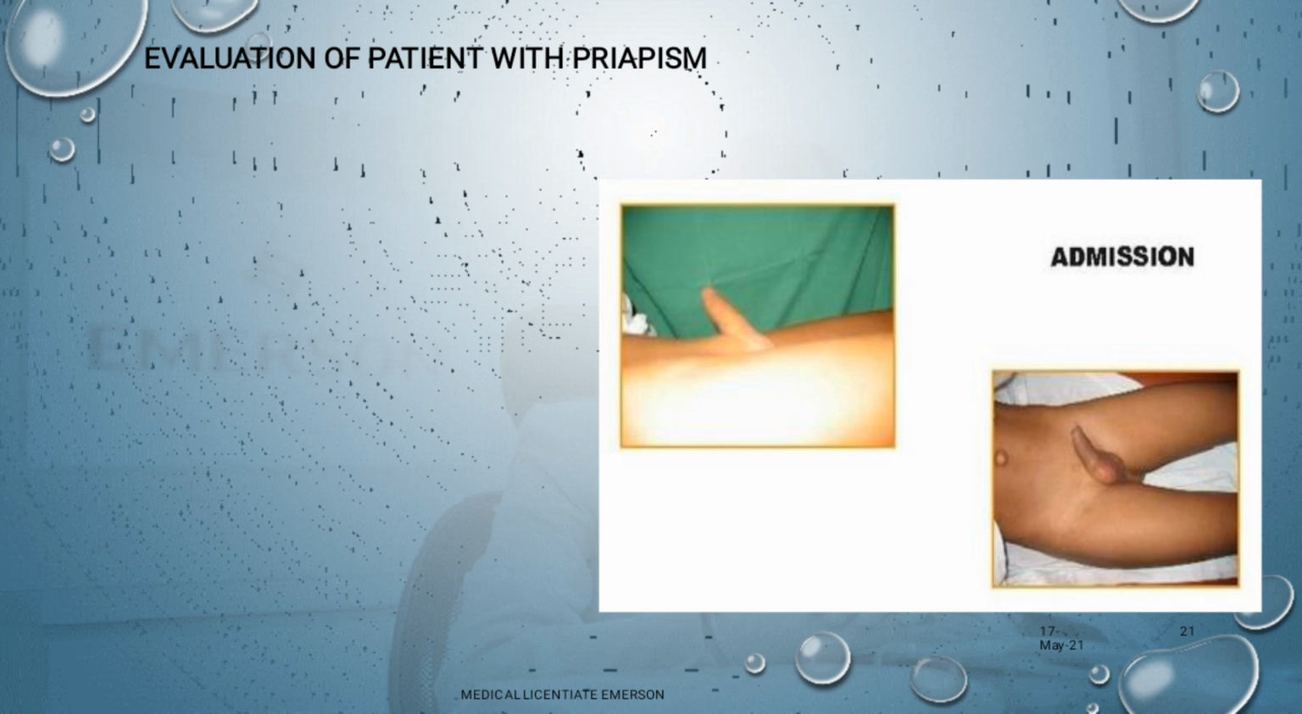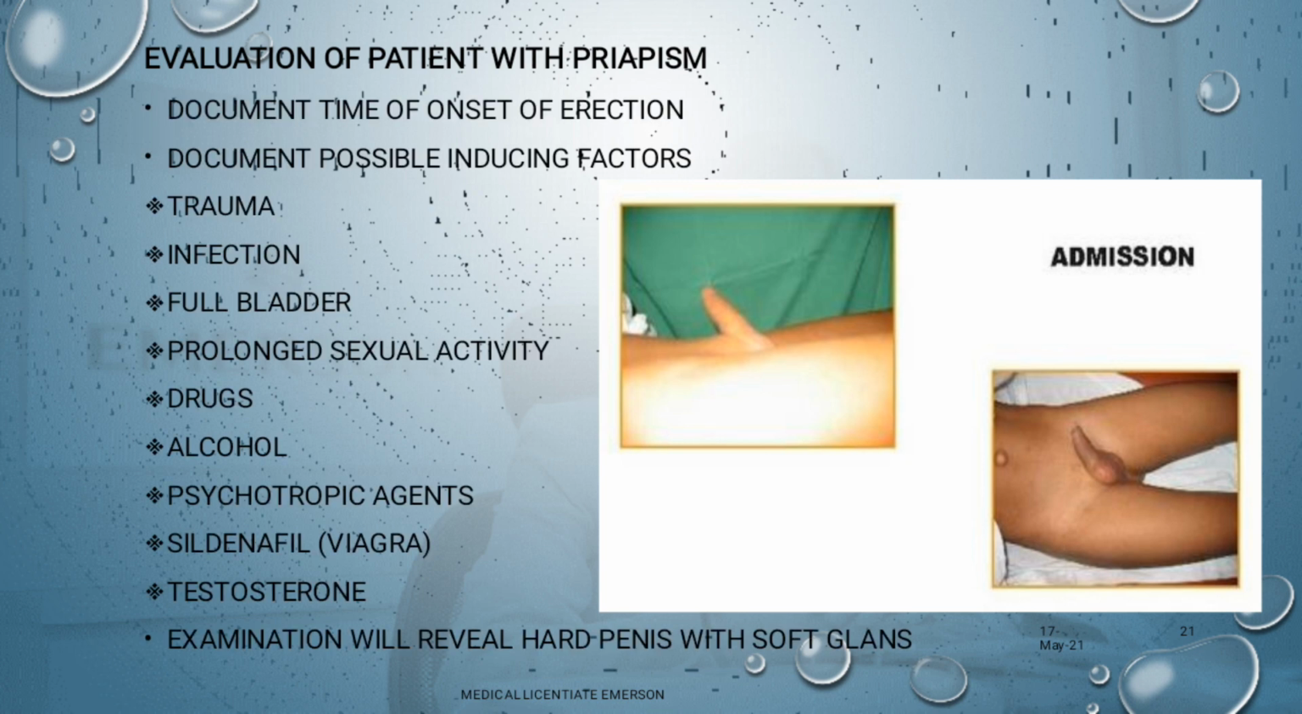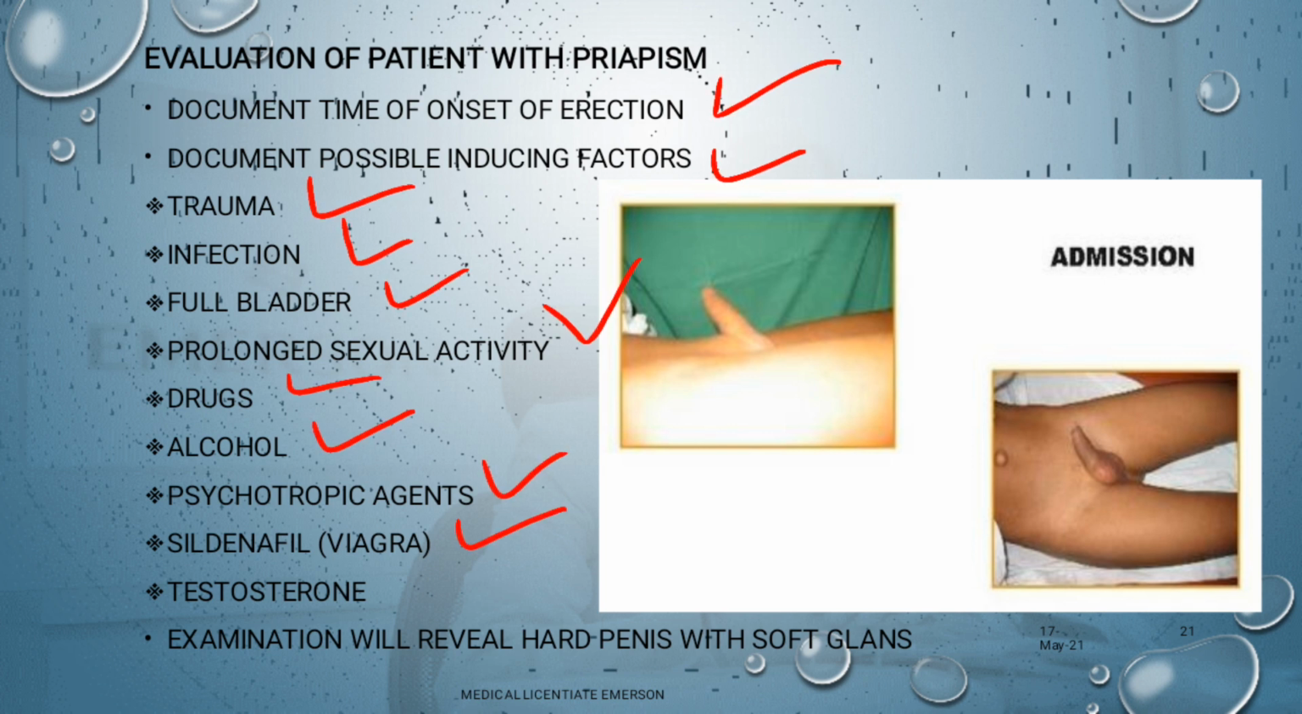Then in terms of evaluation of a patient with priapism, you can document the onset of erection, document possible inducing factors, and ask for any history of trauma, infection, whether the patient has a full bladder, or prolonged sexual activities. Then drugs, alcohol, psychotropic agents, and also use of sildenafil and testosterone as well. And on examination, we're going to find a hard penis with a soft glans.